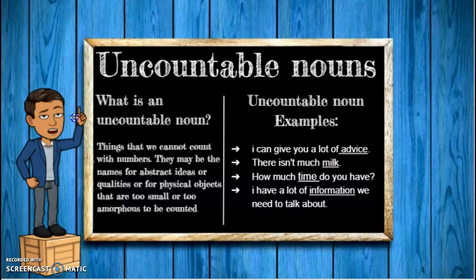Uncountable nouns are things that we cannot count with numbers. They may be the names for abstract ideas or qualities, or physical objects that are too small or too amorphous to be counted. Let's look at some examples. I can give you a lot of advice. In this case, advice is the uncountable noun.